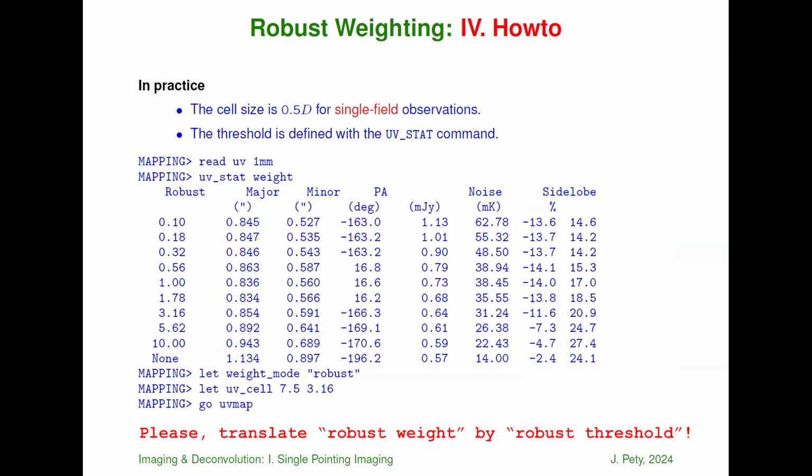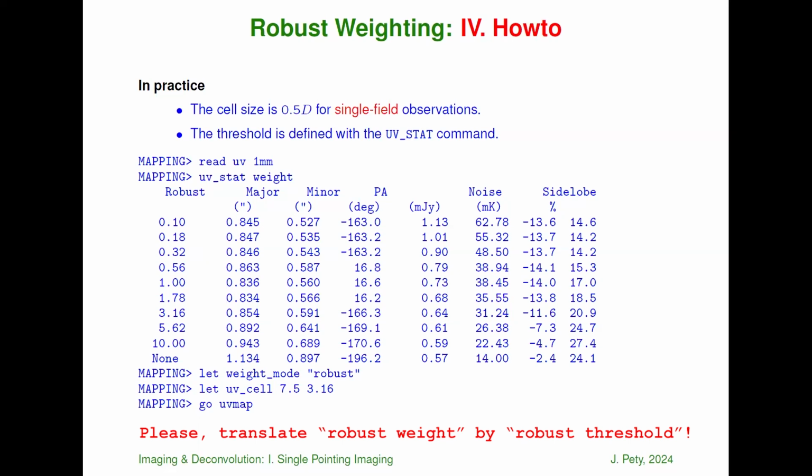What is the unit of your robust weighting? It's a complex unit. So instead of giving you the units, we just have a command in mapping that allows you to give the major, minor, and the noise level as a function of the robust weighting weight. Okay. So without weight, you get the natural weighting.